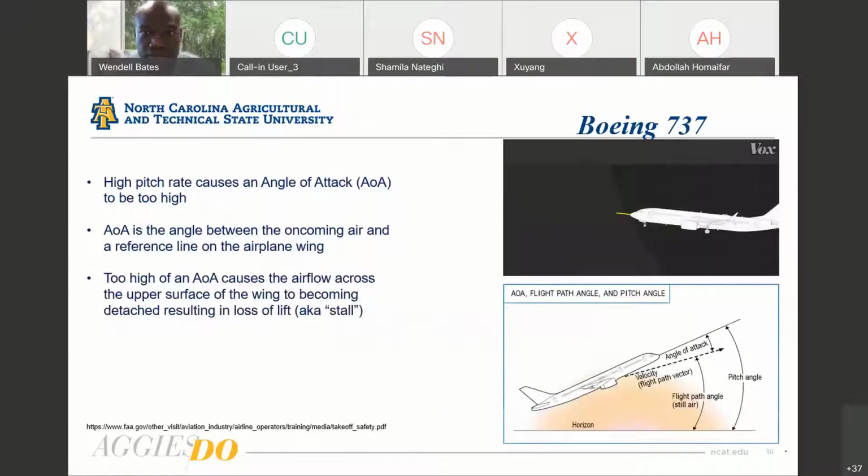And so the reason this is so dangerous is because a high pitch rate causes the angle of attack to be too high. The angle of attack is the angle between the oncoming air and a reference line, or where the airplane is going. Too high of an angle of attack causes the airflow across the upper surface of the wing to become detached, which results in stall.